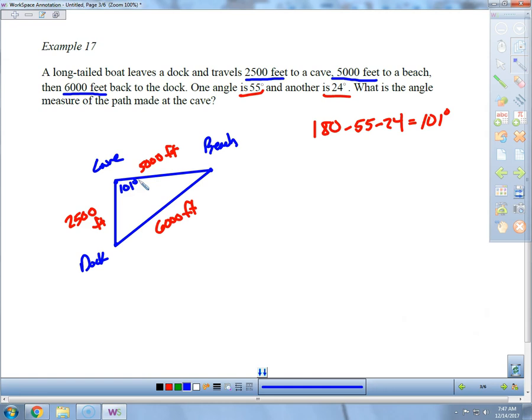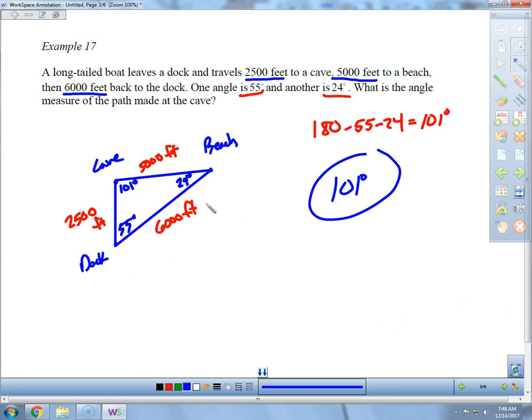Okay. What angle measure of the path is made at the cave? 101 degree angle. Now, can we figure out what the other two angles are? Let's finish this. Let's be thorough. Okay. Let's see here. We've got the beach and we've got the dock. Notice this side is our shortest side, isn't it? Our shortest side is opposite our smallest angle. So the angle formed at the beach has to be the smallest angle. Well, we already did 101. We've got 55 and 24 left. That has to be 24, which means this angle is 55 degrees.